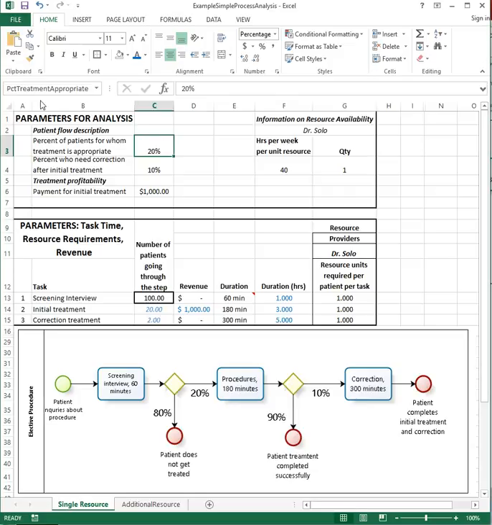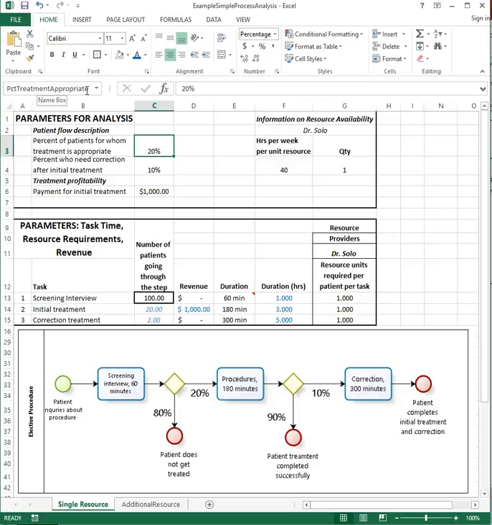And if you look at the name box, it doesn't show C3. It shows a name, percent treatment appropriate. One of the things that sometimes is useful in Excel is to name cells. When you name a cell, and you drag or copy a formula, the cell that is named is treated as an absolute address.